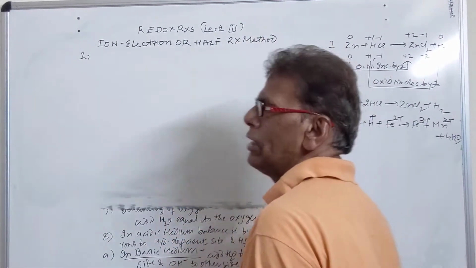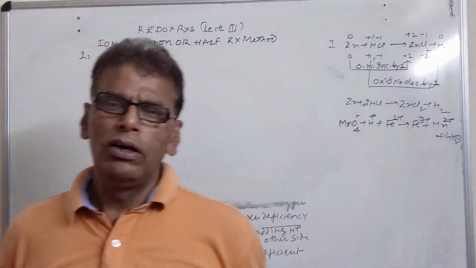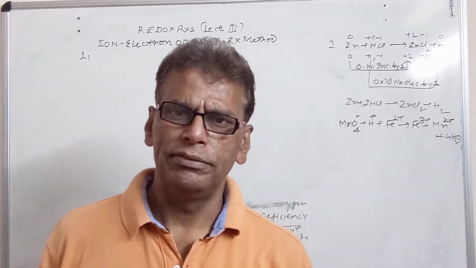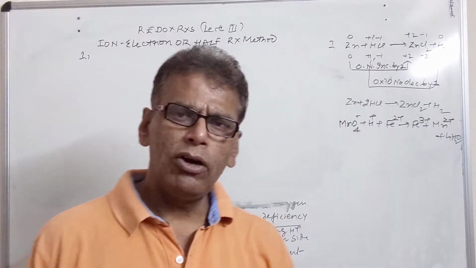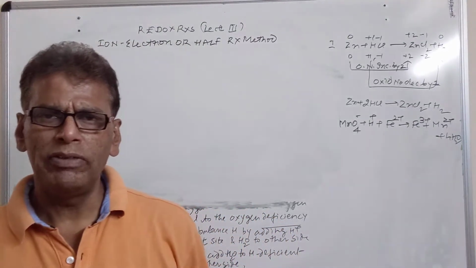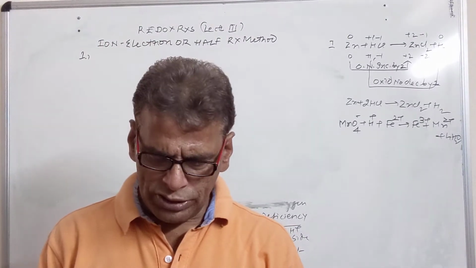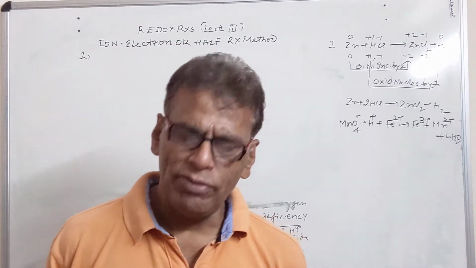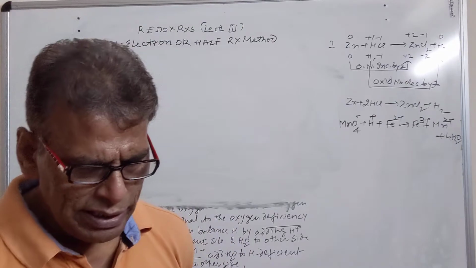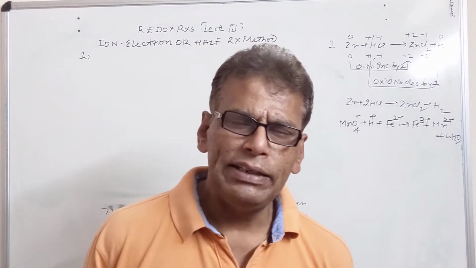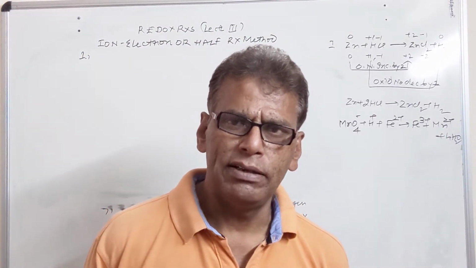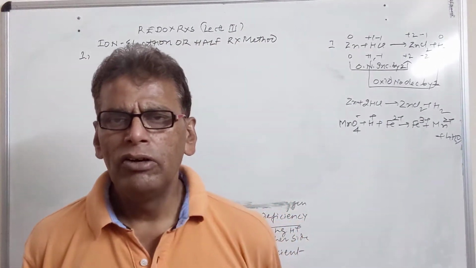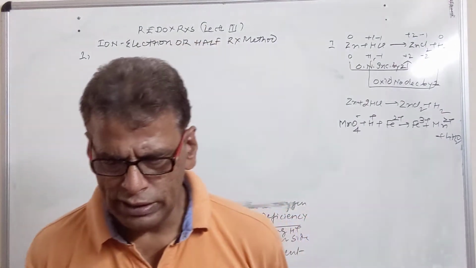First rule is same as we saw in the oxidation number method. Write the skeletal redox reaction. Second, write the oxidation number of each species above its symbol and the total oxidation number below its symbol. Third, identify the oxidation half reaction, the species which is showing an increase in oxidation number, and then identify the reduction half reaction, the species which is showing a decrease in oxidation number.